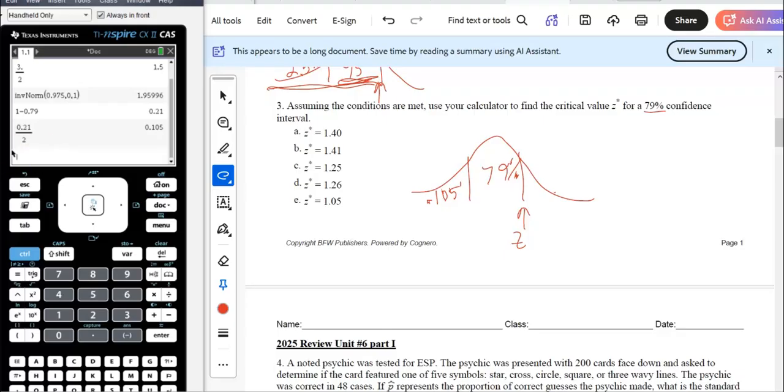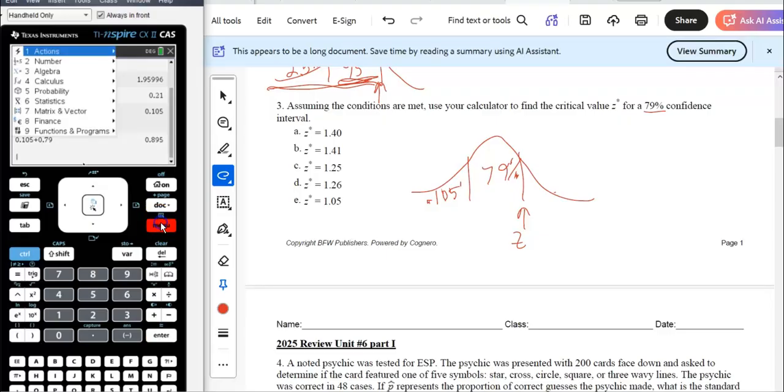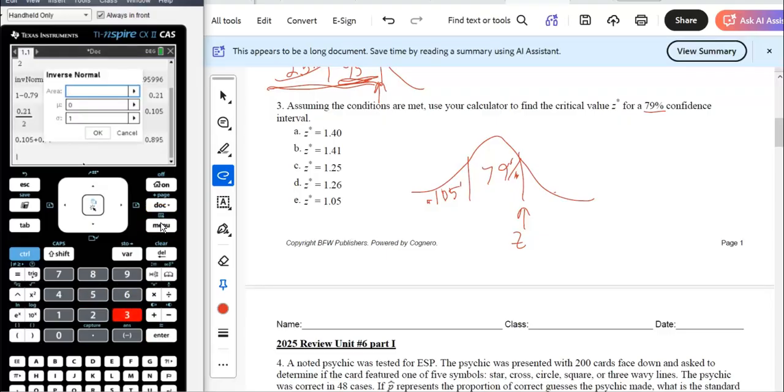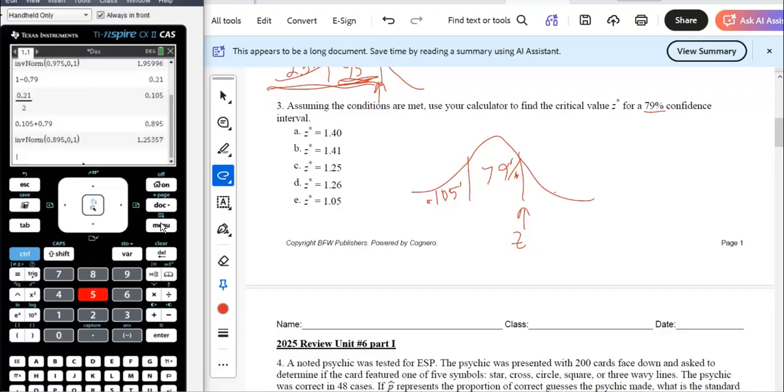So we want to find this Z critical value. If I add 0.105 plus 0.79, that's what I'm going to use for my inverse norm here. So 0.895. I'm going to go menu 653. 0.895 is what we just figured out. And we think it should be 1.25. Well, 1.253, so 1.25. Oh, it's close. So that should be it.